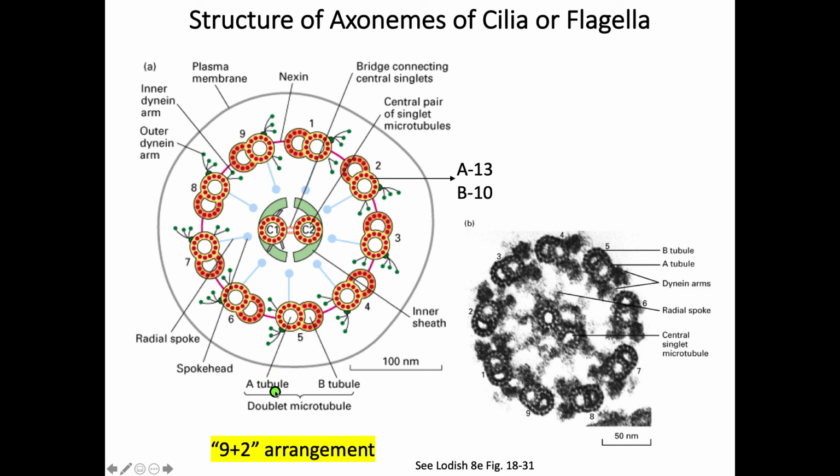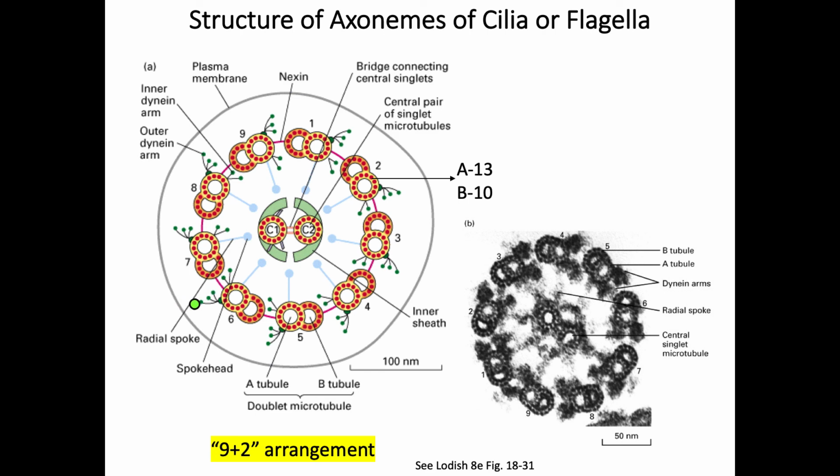Also, another thing you are seeing is this purple or pink colored structure in between these doublets. This is a protein called nexin, and these keep all these 9 doublets in proper place. And also there are some spoke proteins, which we call spoke head and spoke proteins. These are also responsible for keeping all these 9 plus 2 doublets fixed in a particular area.